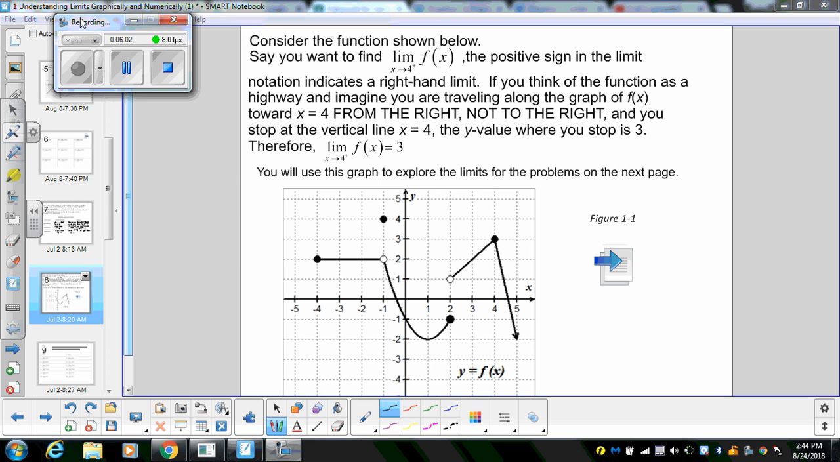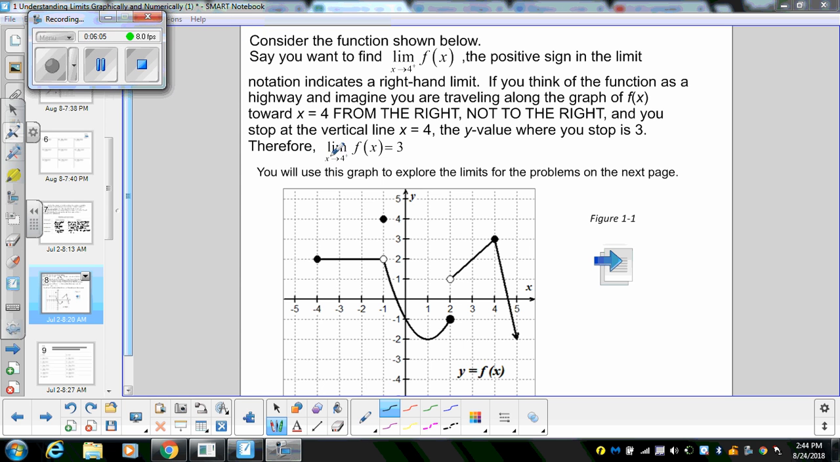All right, so let's consider the function shown below. Say you want to find the limit of f of x as x approaches 4 from the right, the plus sign. The positive sign in the limit notation indicates a right-hand limit. So if you think of a function as a highway, and imagine you are traveling along the graph of f of x toward x equals 4 from the right, and you stop at the vertical line x equals 4, the y value where you stop is 3. So therefore, the limit of f of x as x approaches 4 from the right equals 3.